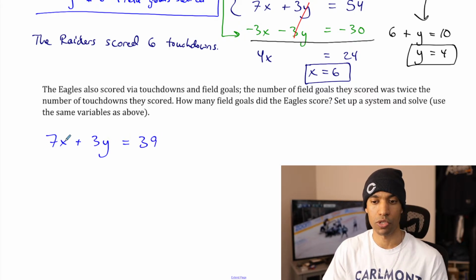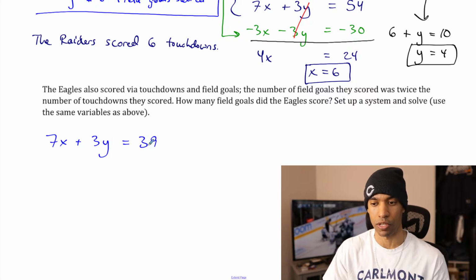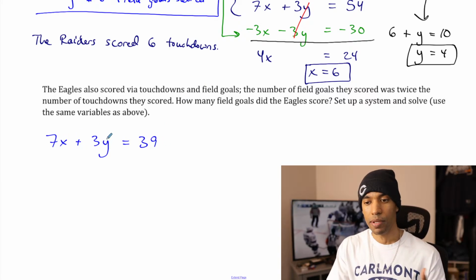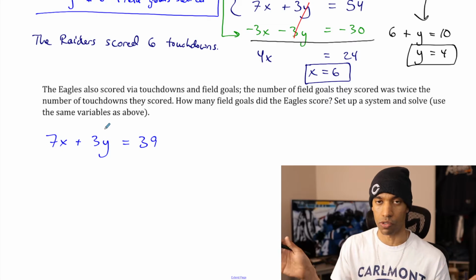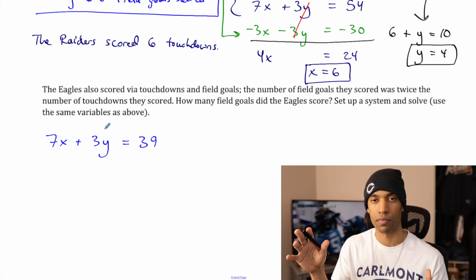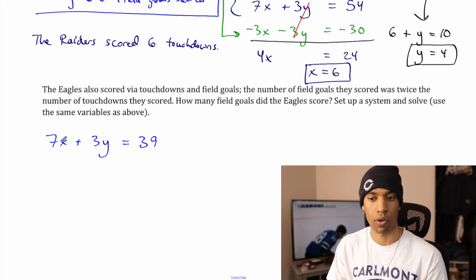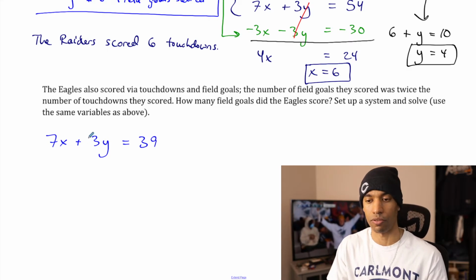Because this says the points they scored from touchdowns plus the points they scored from field goals equals 39 points scored. There's going to be a different XY answer to this thing. This is an Eagles equation. It's a different system. But it's the same thing that's going on. Same value assigned to touchdowns and field goals.